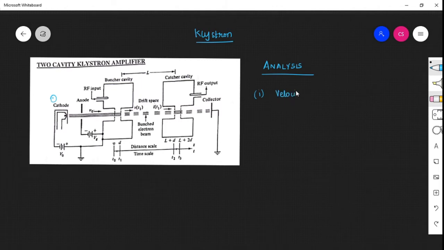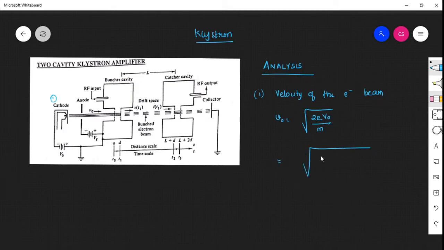So the velocity of the electron beam is given by V0 equals root of 2eV0 divided by m, where e is the charge of the electron, which is 1.6 × 10^-19, m is the mass of the electron, which is 9.1 × 10^-31, and V0 is the DC supply given.